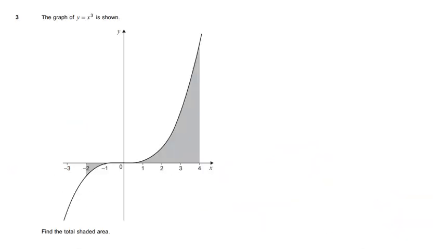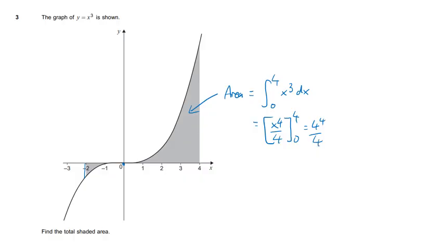Question 3, find the total shaded area. Okay, well, if we want to find the area, just remember that any parts of the curve that go below the axis are going to give you a negative value for the area. So we need to deal with that appropriately. So this section first, the area is the integral from 0 to 4 of x cubed. So integrate x cubed, you're going to get x to the 4 over 4 from 0 to 4, which is 4 to the 4 over 4, which is 4 to the 3, which is 64.